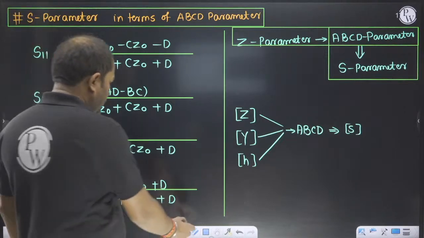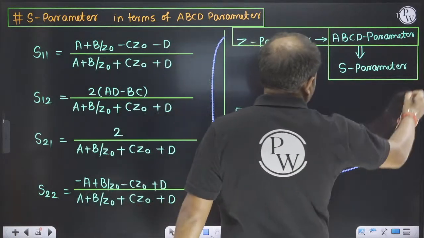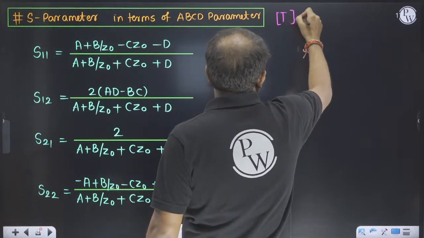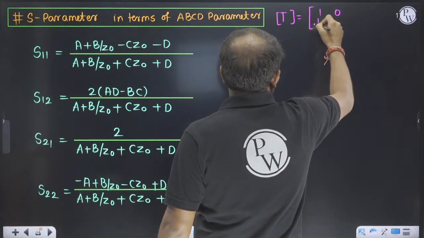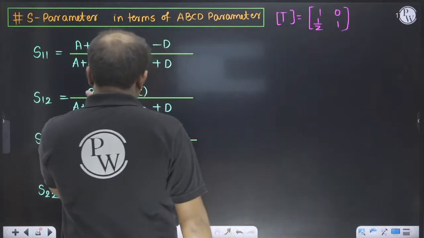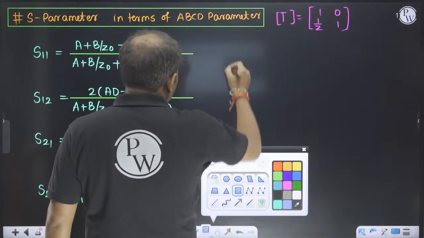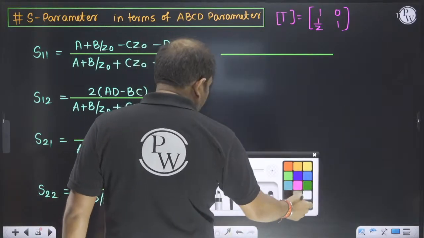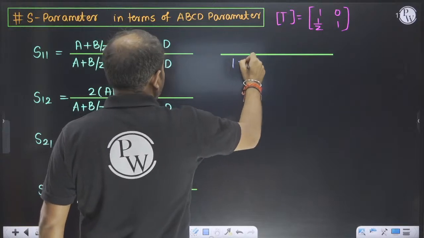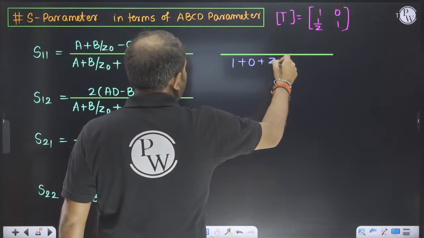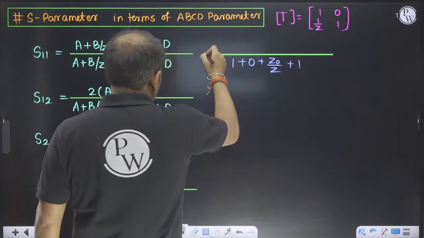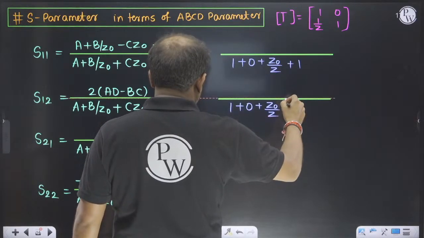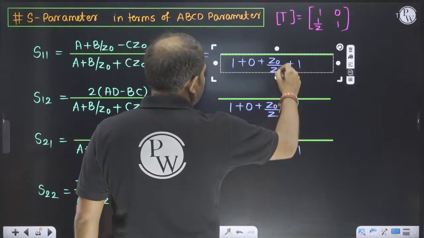So what do I have to put? I have to put the value of ABCD. So our T matrix for this one is 1, 0, 1 by Z and 1. If I put this value, A is 1, B is 0, C is Z0 by Z, and D is 1, and the denominator will be the same for all 4 cases.